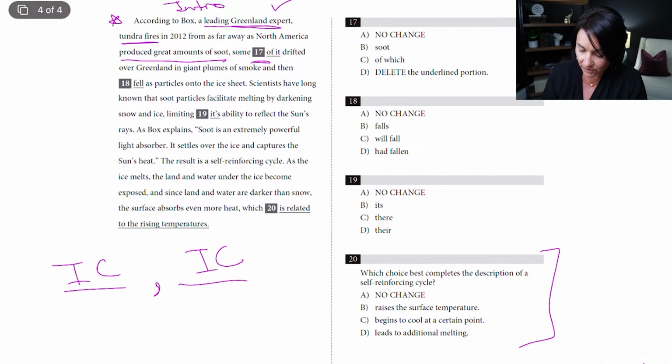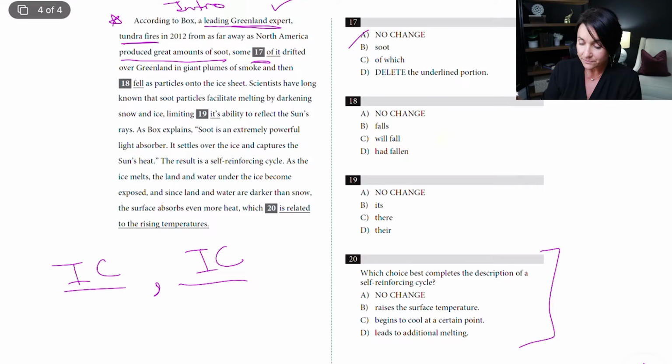Well, what do we have between the two? A comma. And remember, from my previous video about a comma splice, you cannot have a comma separating two independent clauses. So right away, no change is out. Let's see what happens when we just put soot in for of it here. That doesn't change much because you have some soot drifted over Greenland in giant plumes of smoke. Again, making it an independent clause. And this comma alone here is not enough. So B is out.